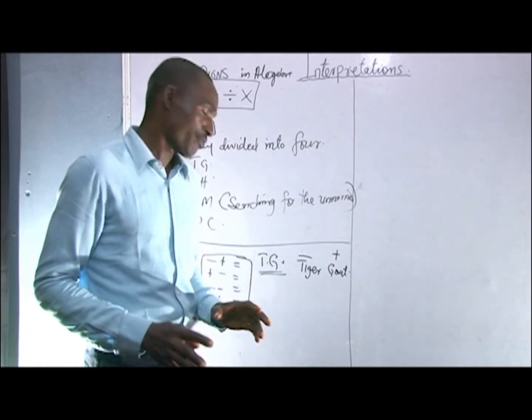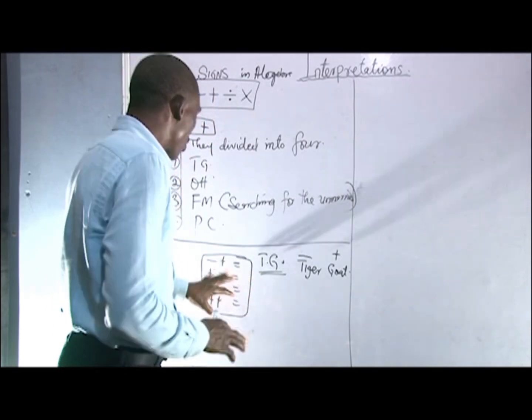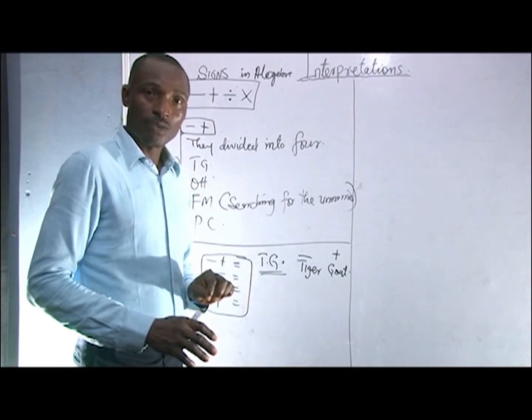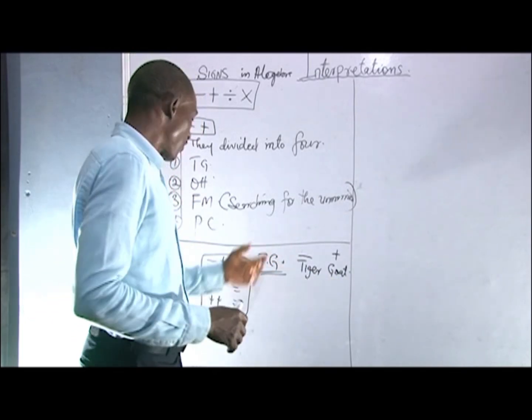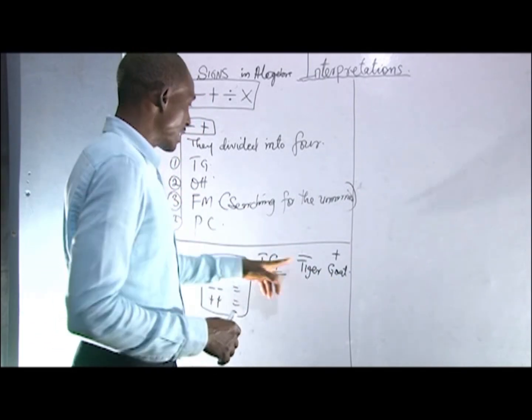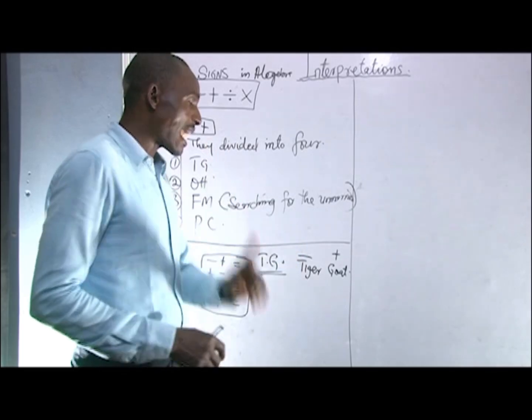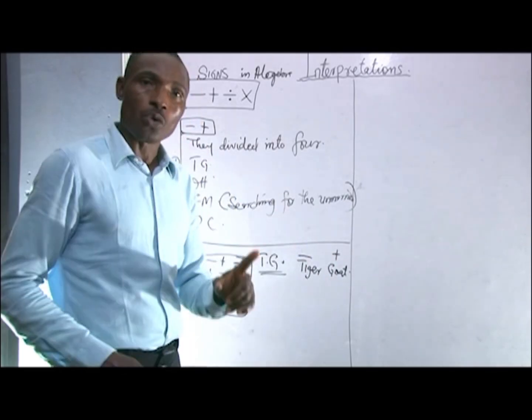generally. Okay? So now, how did it come about? How do we get what we got to this place? How do I arrive at this? Now, measurements, this TG will definitely help us. So it's telling us that this minus is called tiger, then plus goat.